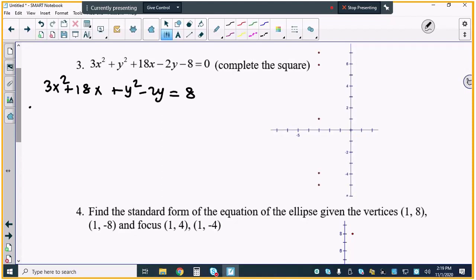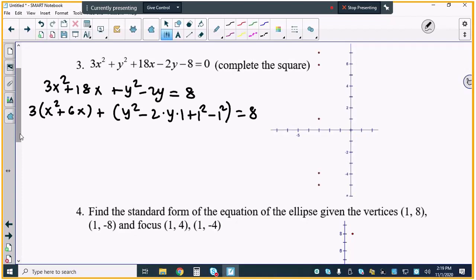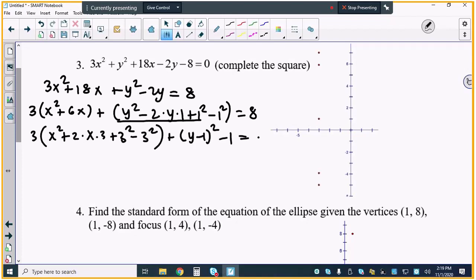Then from the 3x squared and 18x, factor out 3, get x squared plus 6x. And y squared minus 2 times y times 1, so I need 1 squared and I need minus 1 squared, is equal to 8. So I get 3 times x squared plus 2 times x times 3 to complete the square this time. So I need 3 squared and subtract 3 squared again. And I remember these terms all together is going to be y minus 1 whole to the power 2. Don't forget the minus 1.